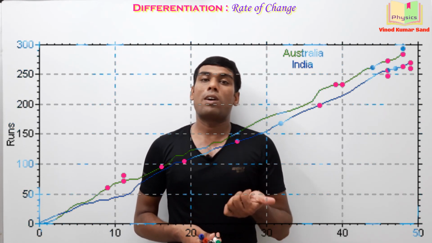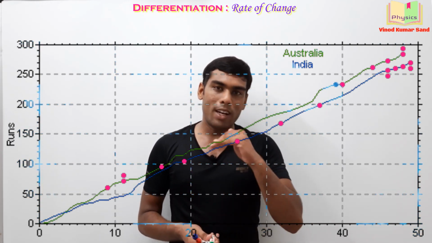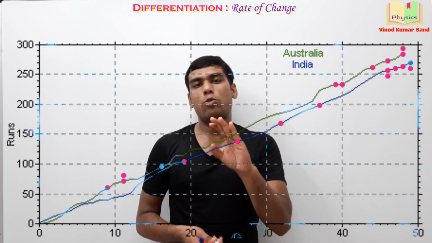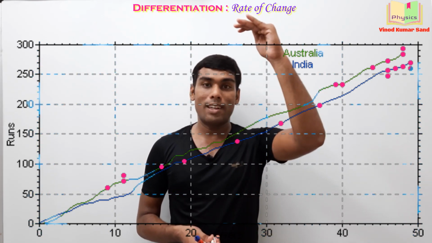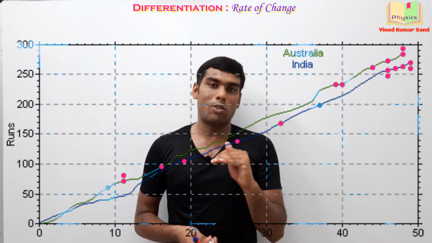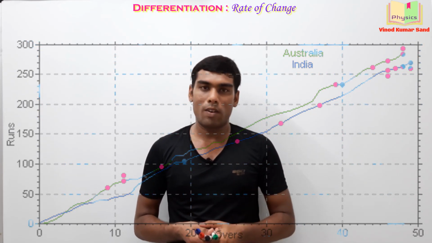Runs accumulated per over, you go through the average rate of change. On an average, these many runs are being scored per over. In few overs, you might score higher than that average. In few overs, you might score lower than that average. Getting it? The meaning of RPO, run rate per over.